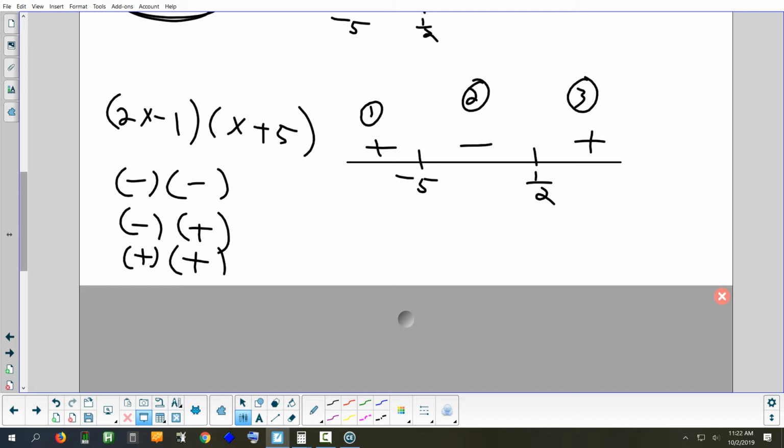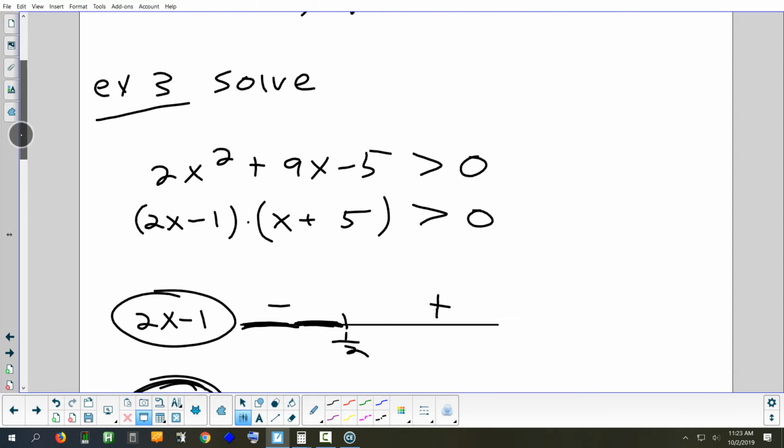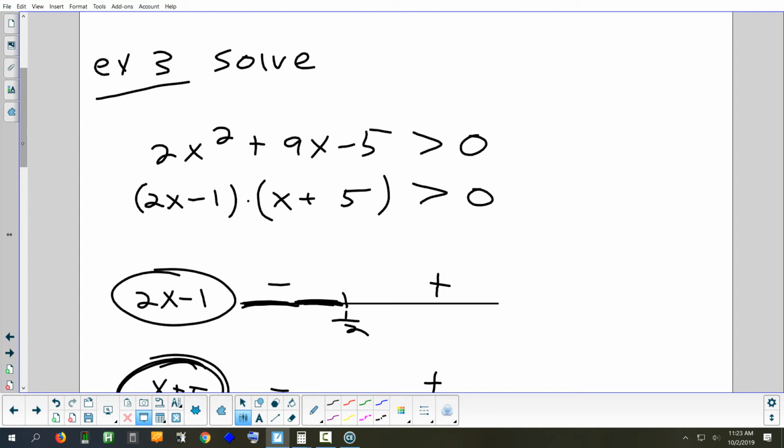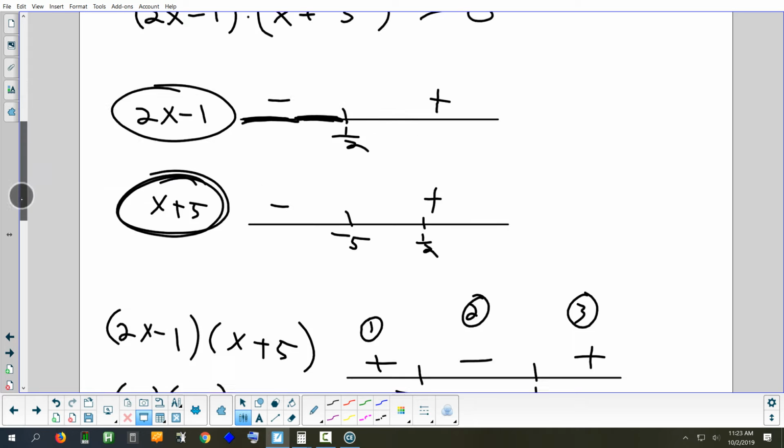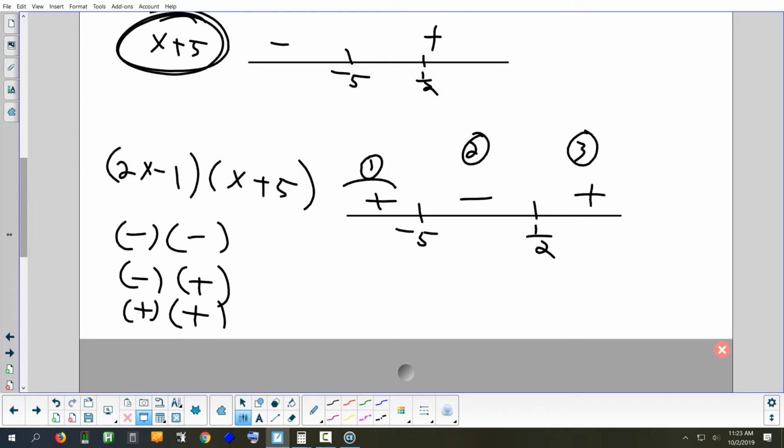So that's what we're going to use. We've basically done like 90% of the work. Now we just need to write our final answer. Okay, look at the original question. The original question was this. Do they want to know where that inequality is in the positives or in the negatives? Positives. They want to know where it's greater than 0. Where is it greater than 0? Here, less than -5, or here.